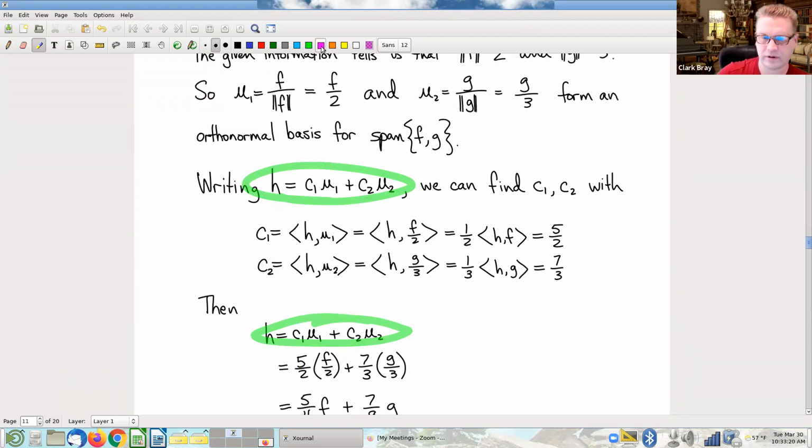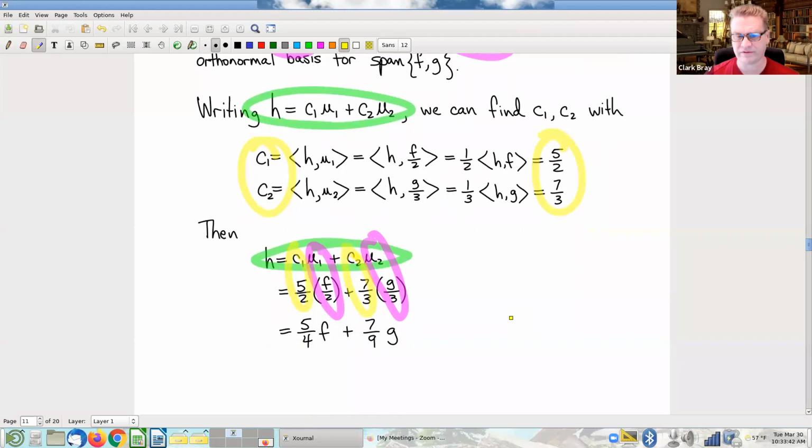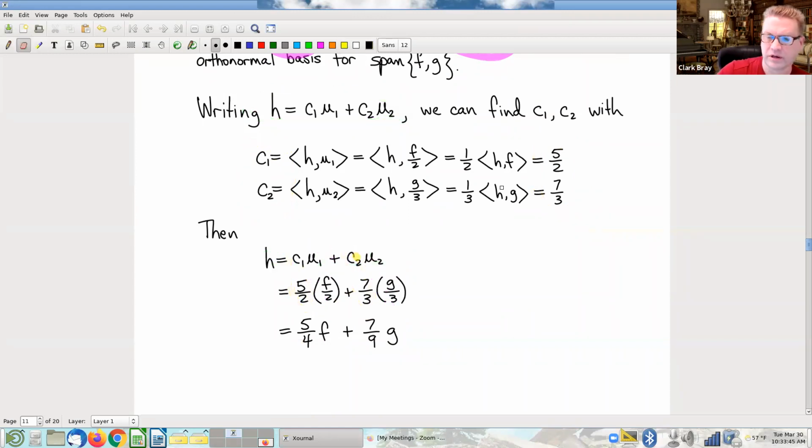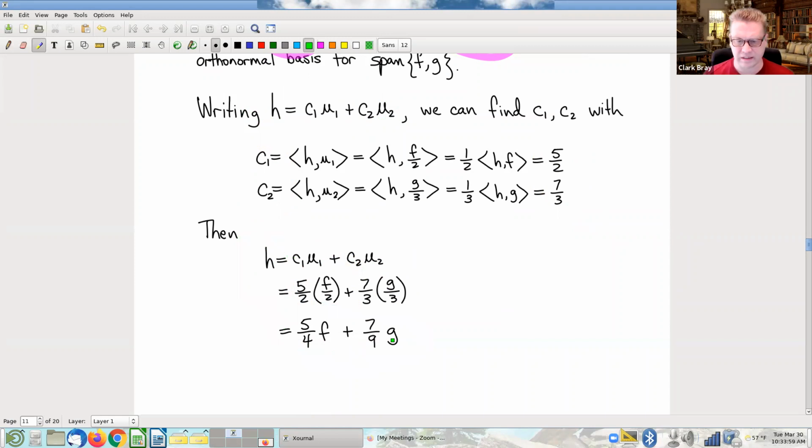Viewing h as a combination of u1 and u2, remember that u1 is f over 2 and u2 is g over 3. So these coefficients that I've found, 5/2 and 7/3, when I change the basis back to writing that in terms of f's and g's, the coefficients with respect to the basis I actually care about are 5/4 and 7/9. Okay. All right. So what this means, let me just celebrate a little bit.